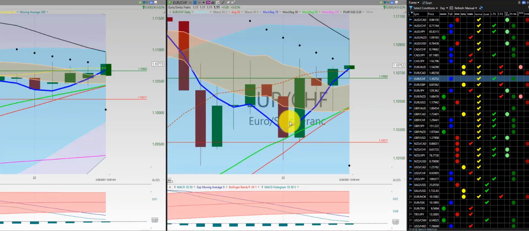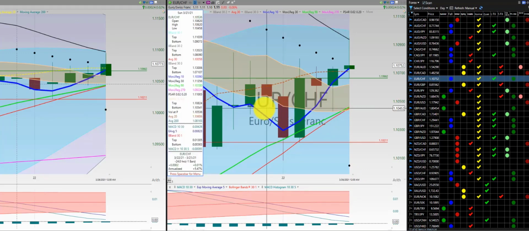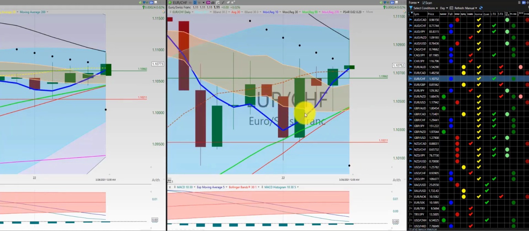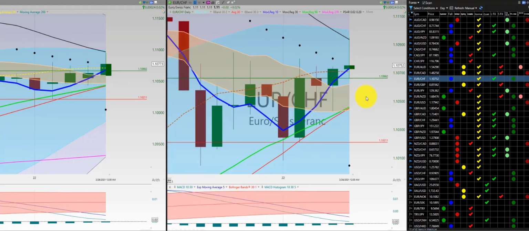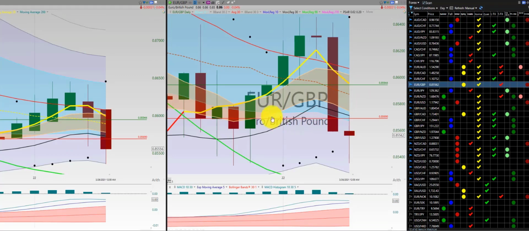Euro, Swiss franc, very choppy. Made a gain on here. This was Sunday for an initial loss, then came back in for another loss, and then came back in for a small gain. Euro, British pound, this is a nice 1-2-3 punch out, and then a 1-2 on the way down.